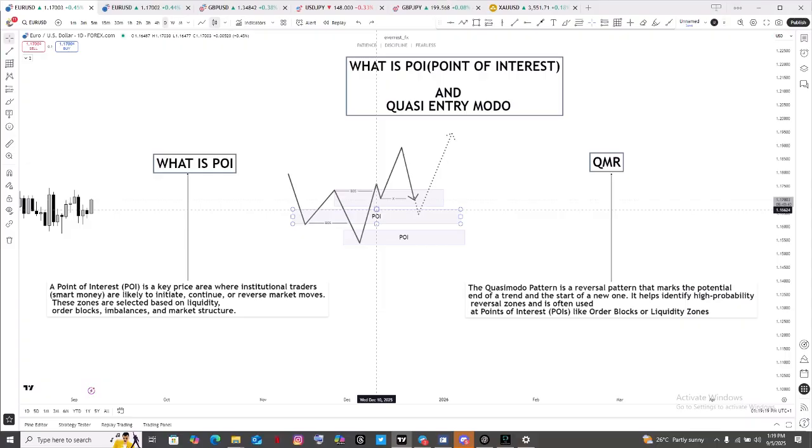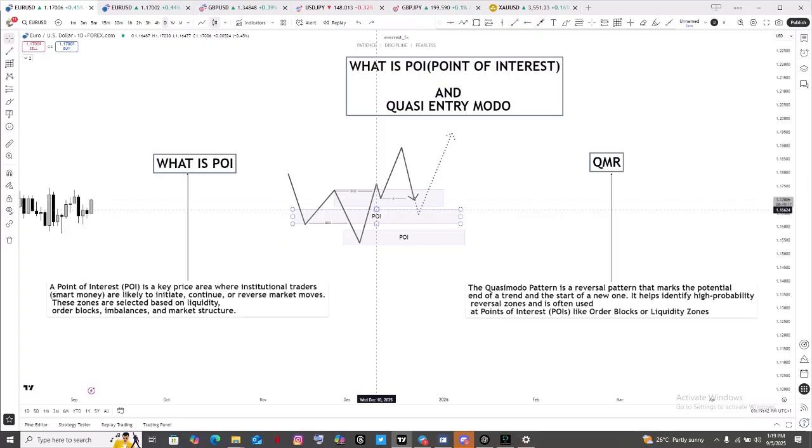Some, their POI is usually the breaker block. Some is liquidity. They just mark the liquidity and enter from there because they know once the market sweeps, it moves. Some is the order block. Some is supply and demand. Now, the difference between supply and demand and order block, they don't have much difference. They are like the same.